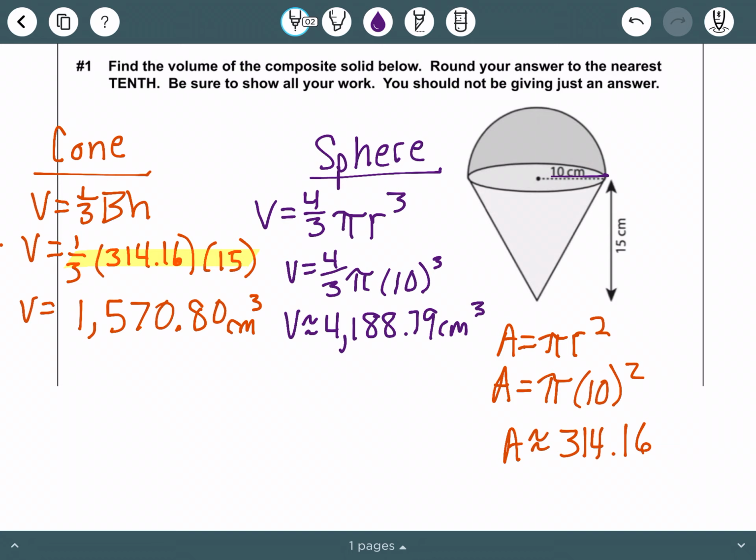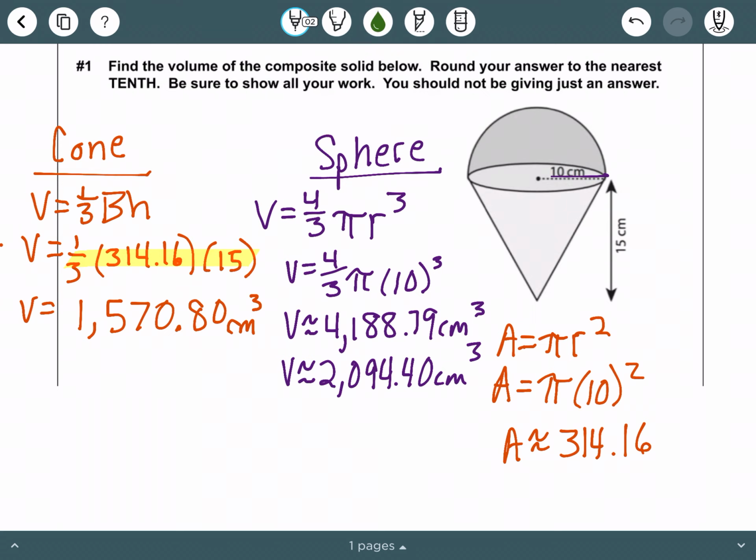So what we want to do is take that and divide by 2. So when we take that answer and divide by 2, it's going to give us approximately 2,094.40 centimeters cubed. All right, we're still not done yet. So we found the volume for each part. So what we want to do now is add those together.